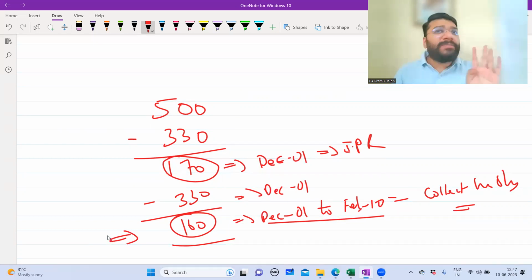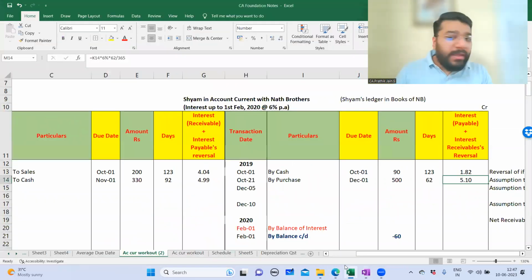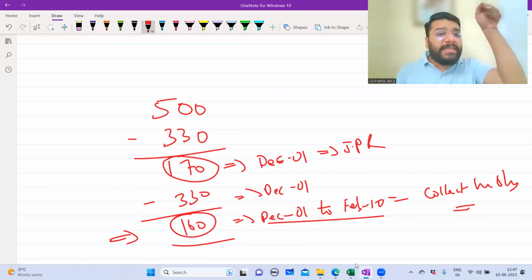You don't have to sit and do all this plus and minus, guys. This plus and minus is only for your knowledge. You have to just fill in this format. Automatically, everything will be taken care of. Now, why did I give this explanation? Because in your mind, things will pop up.